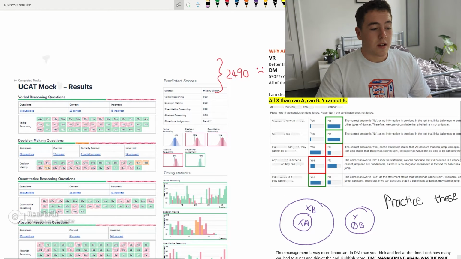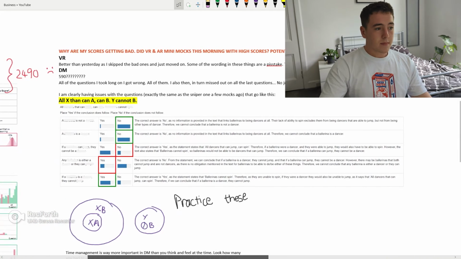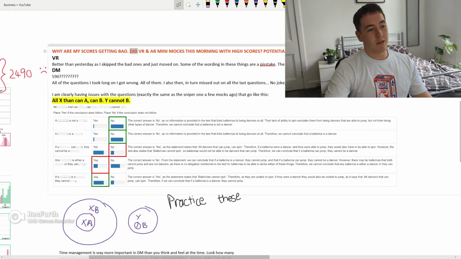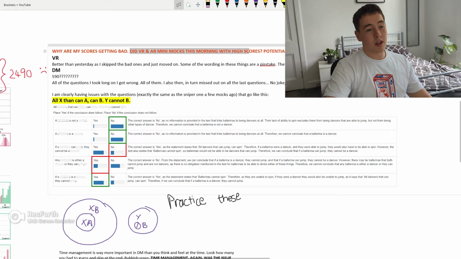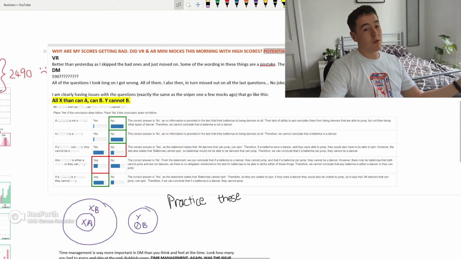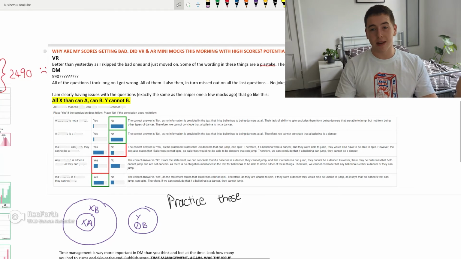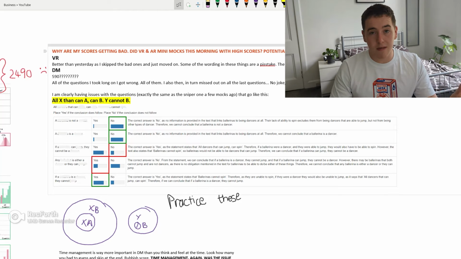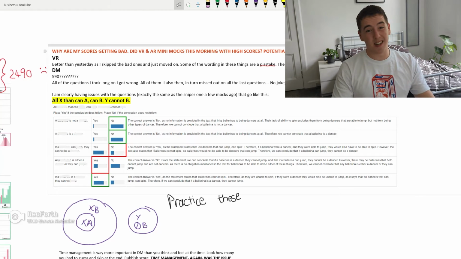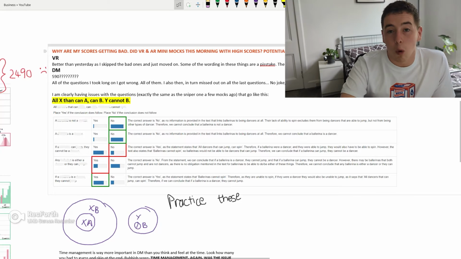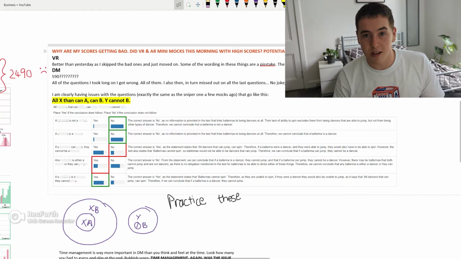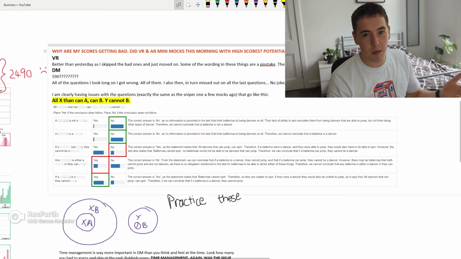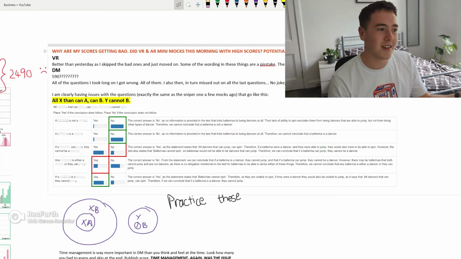I put the reflection that I had at the start straight away. Why are my scores getting bad? I did verbal reasoning and abstract reasoning mini mocks this morning with quite high scores, potential burnout. You have to be aware of other things other than Medify. Do you feel in yourself that you're getting tired, that you're getting stressed about the UCAT, that it's taking over your life? If you do, just take a day off. It's not a big deal. You're going to benefit more from the day off than you are from cramming in lots of UCAT. You have to remember you're a person. You're not a UCAT robot.